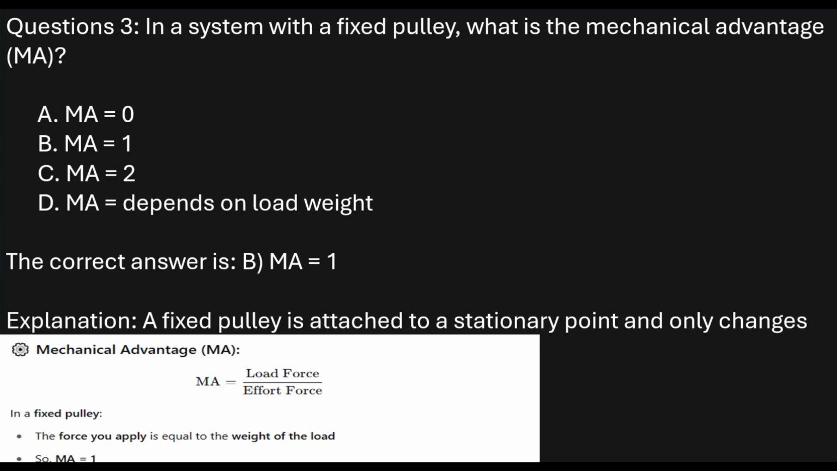So question 3: in a system with a fixed pulley, what is the mechanical advantage? Here we know the mechanical advantage is a large length of pulley and a shorter range. So here the correct answer is MA. And here you can see the load force and the effort force. Effort force means the pressure we are giving to the lever, and the load force is the weight load. So this is the expression: MA, mechanical advantage, equals load force over effort force.